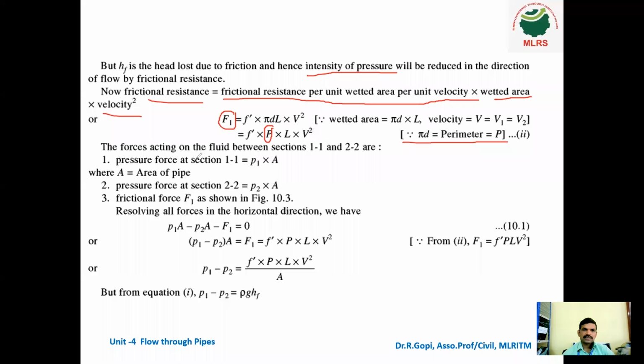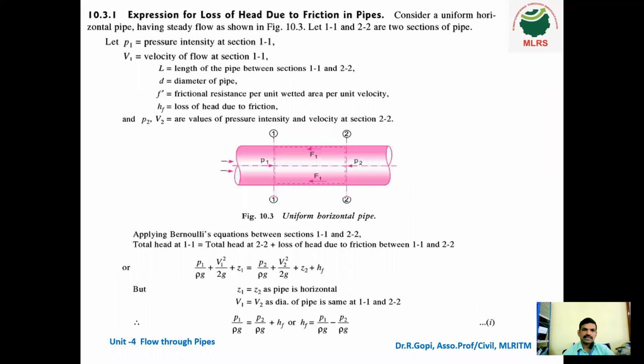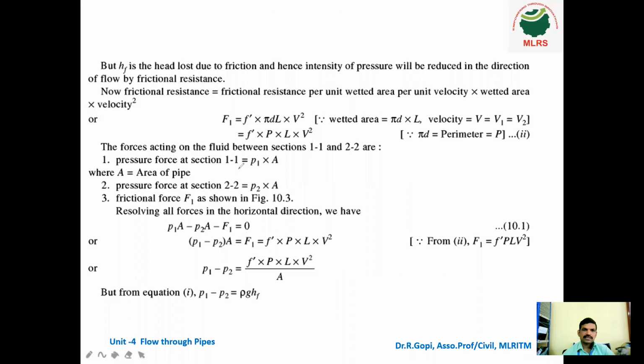Now the forces acting on the fluid between section 1-1 and 2-2 are as follows. In this picture, what forces are acting? Here you can see P1 is acting from left side to right side, and P2 and F1 are acting from right side to left side, so we have to put a minus. Here you can see the pressure force at section 1-1.